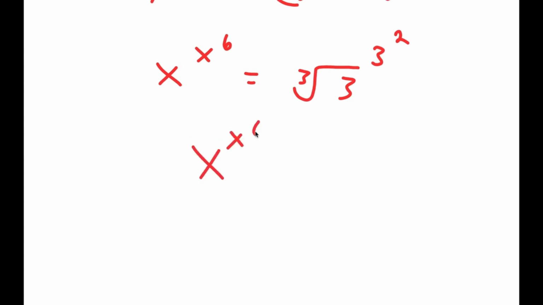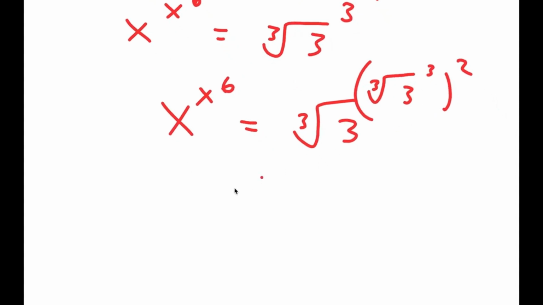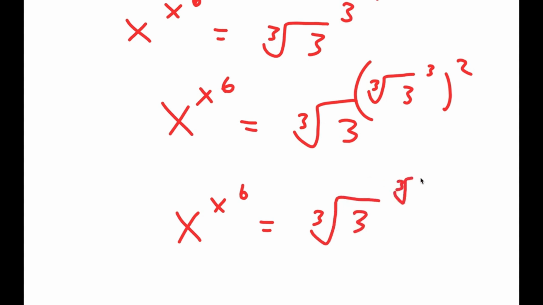Now from here, I get x to the power of x to the power of 6 is equal to the cube root of 3 to the power of the cube root of 3 to the power of 3 to the power of 2. And this is equal to the cube root of 3 to the power of the cube root of 3 to the power of 6.